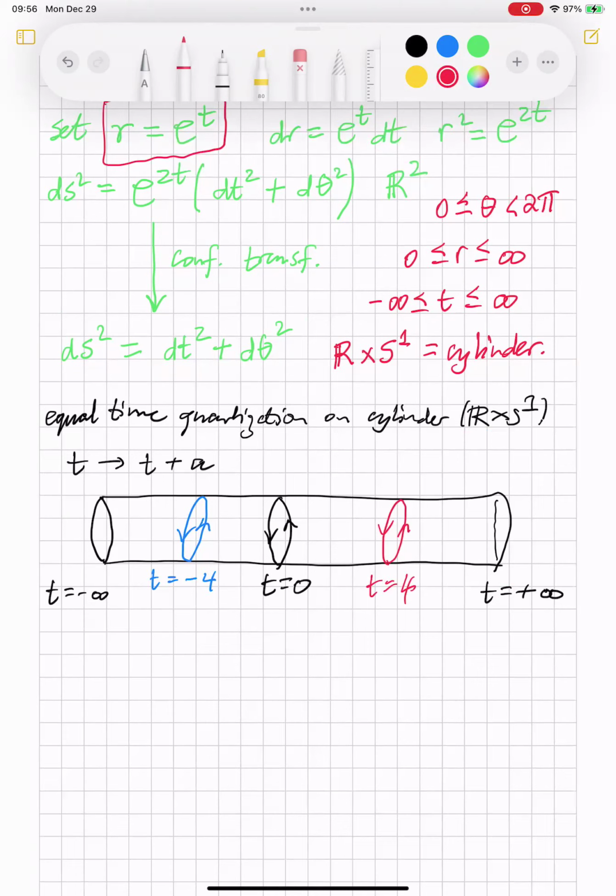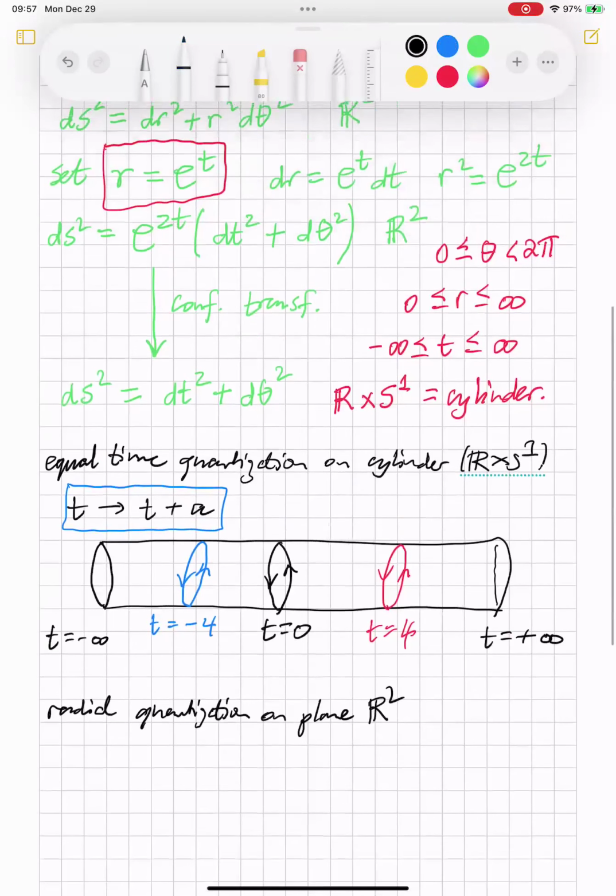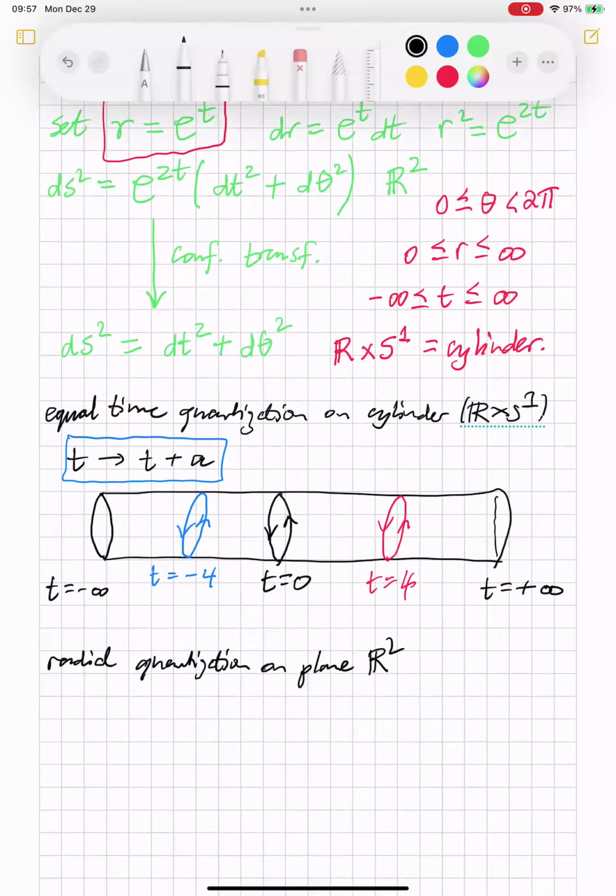Okay, now what do we want to relate this to? We want to relate this to radial quantization on the plane, so we mean on R2. And so let's first of all see what this time translation becomes. Let's try to write that on the plane. Well, we know that r is equal to e to the t.